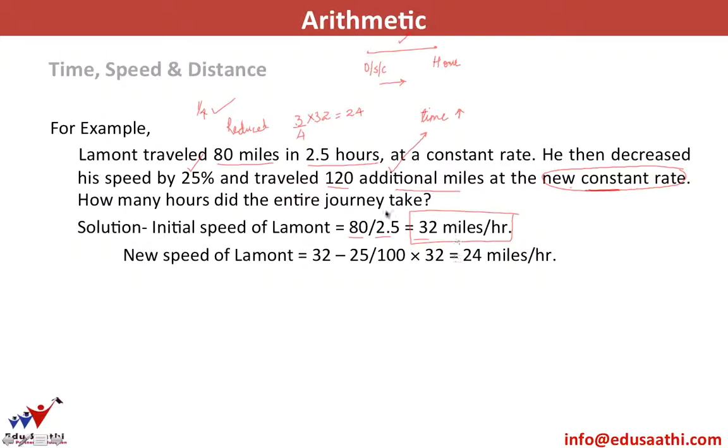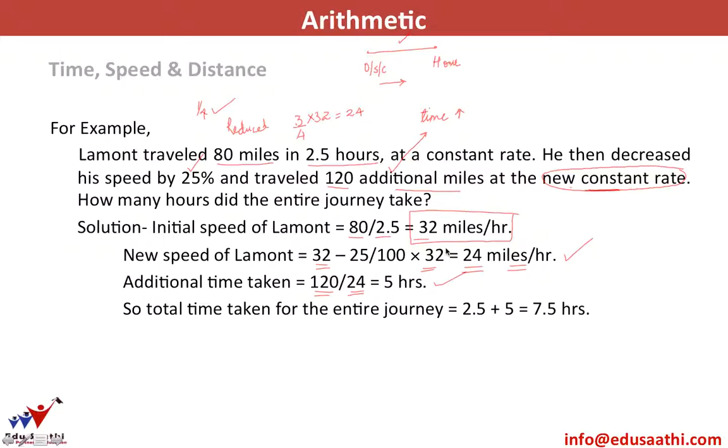Or what I can do is just subtract 25% of 32 from 32 to get an answer of 24 miles an hour. So this is the new speed. Now, the time would be distance divided by speed. So the additional time taken is the distance traveled, which is 120 miles, divided by the speed, which is 24 miles per hour, giving me a time taken to cover this distance as 5 hours.